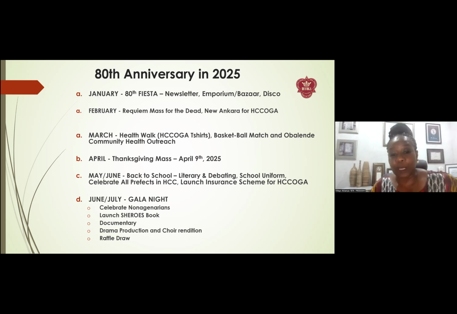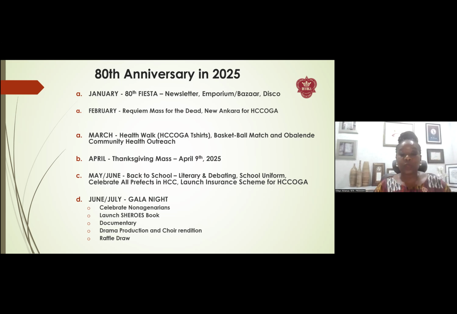May or June, we're going to have the back to school literary and debating, where we wear our old school uniforms as we used to wear them before. So please, as from next month, when we have the AGM, start coming in so that the tailor will take your uniforms, so that your uniforms will be ready on time. And right now, of course, you know, the cost of things is going up.